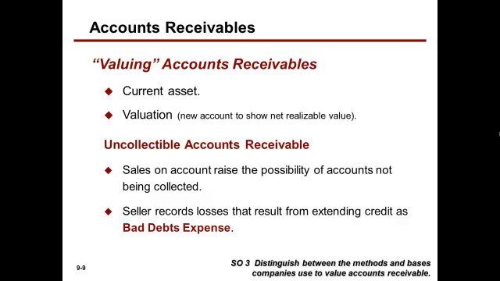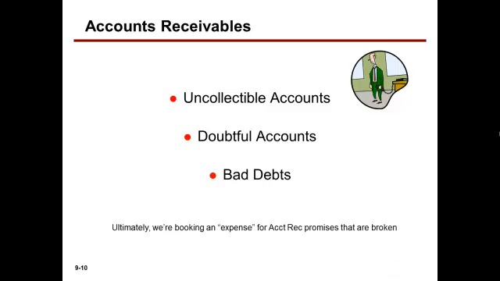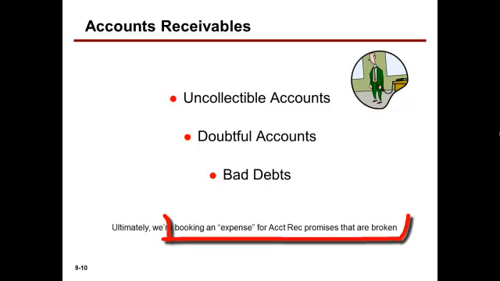Any sale on account, credit sales, raises the possibility of the account not being fully collected. Sellers record losses that result from extending credit, and it's known as bad debt expense. So when we speak of uncollectible accounts or doubtful accounts or bad debts, these are interchangeable terms. Ultimately, we're trying to book an expense for account receivable promises that are broken or expected to be broken.